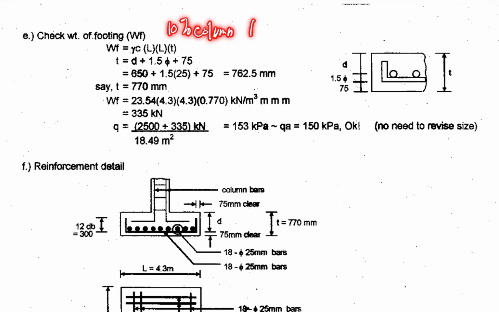Okay, and then next, you check for the weight of the footing, since from the beginning you have the assumed 10% of the column load. So at this portion, we will check for the actual weight of the footing. The formula of the weight of the footing, you have the weight of concrete, which is 23.54, then the L and the B, multiplied by the thickness of your footing. The thickness is equivalent to d plus 1.5 of the bar diameter, since your d is from the top up to the center of the bar diameter used, and then your cover is from the bottom up to the main reinforcement. So you have your thickness equivalent to d plus 1.5 of the bar diameter used plus 75.